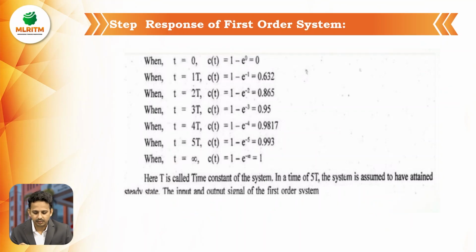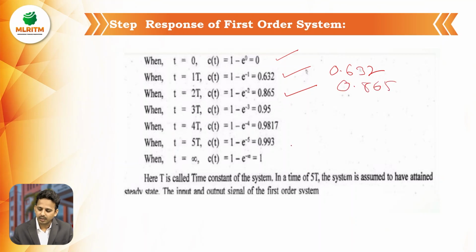Now you substitute different values of T. T is equal to 0: you will get 0. T is equal to T: you will get 0.632. If you substitute T is equal to 2T, then you will find 0.865. If you observe, the output response is increasing exponentially as time progresses.